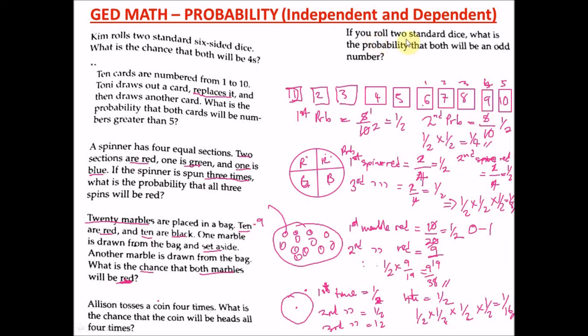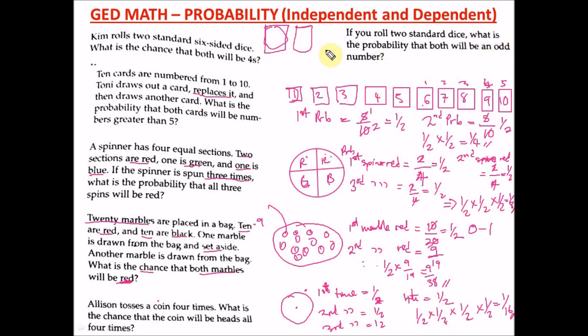question we have here. The final question says, if you roll two standard dice, what is the probability that both will be an odd number? So we roll two standard dice. I've drawn it earlier on and explained what a die looks like. Now, these are two separate events, so they're independent of each other. So this is independent probability. What is the probability that both would be an odd number?